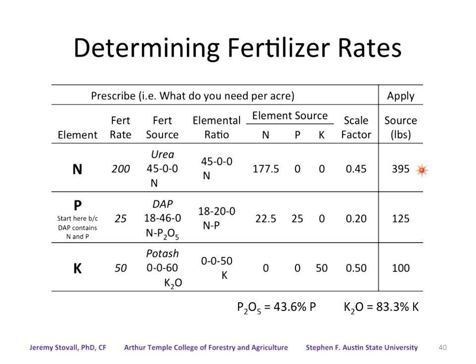You can scale these per acre rates up. You know what to tell the contractor to apply per acre: 395 pounds of urea, 125 pounds of DAP, and 100 pounds of potash.